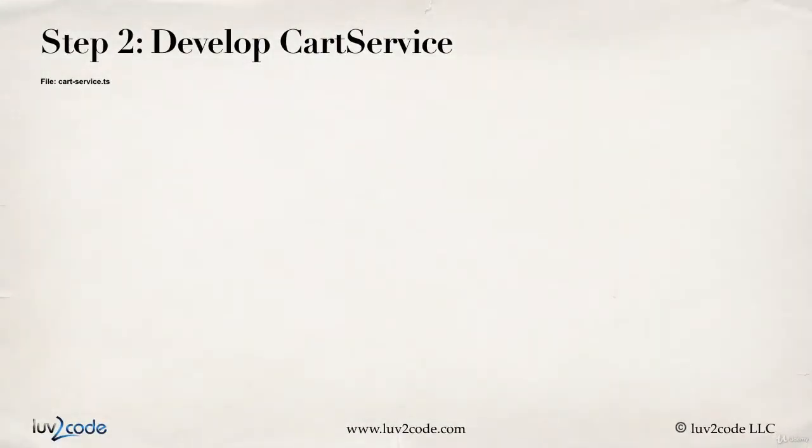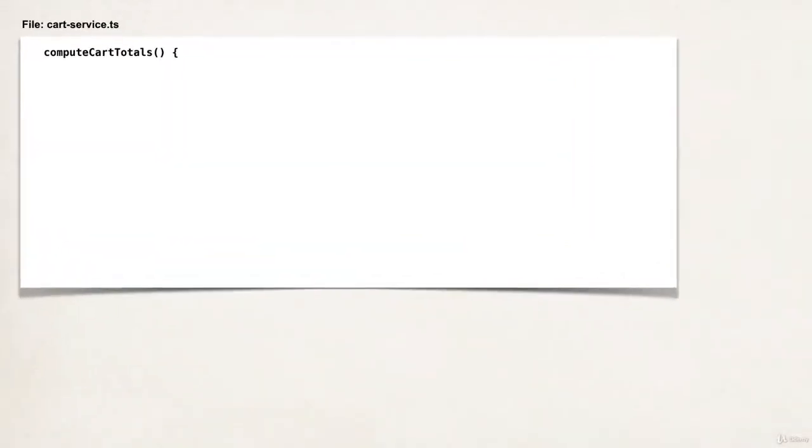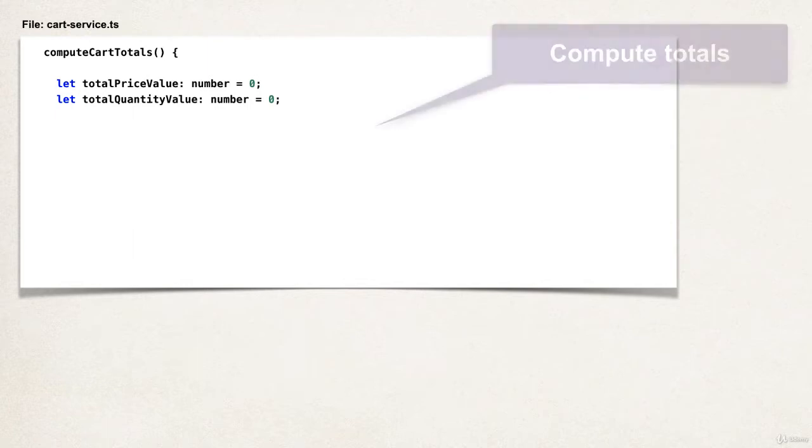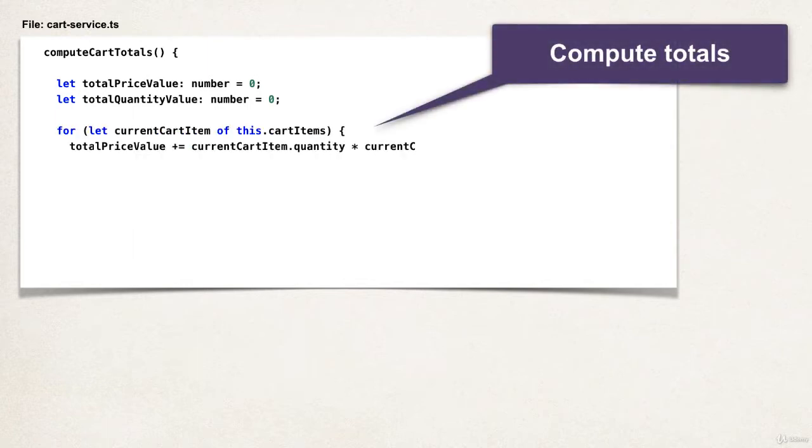All right, so here's the code for compute cart totals. And this is very basic. We're simply going to loop through all of the cart items and compute the totals. So for let current cart item of this.cartItems, I have total price value plus equals the current cart item.quantity times the current cart item.unit price, and then the quantity simply plus equals current cart item.quantity.